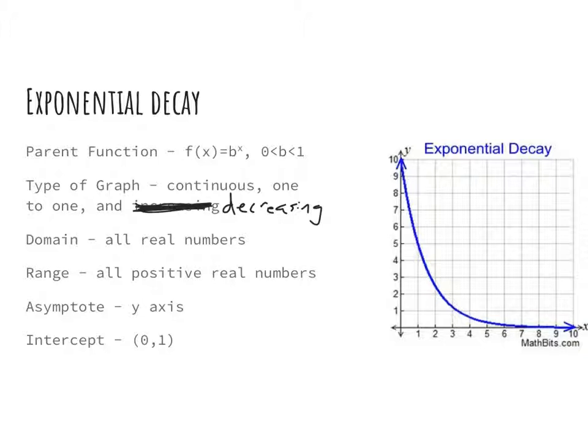Domain is still all real numbers. The range is still all the positive real numbers, but again, that can change with vertical shift. The asymptote is the y-axis, but again, that can change, and the intercept starts out as (0, 1), and again, that can change as well.